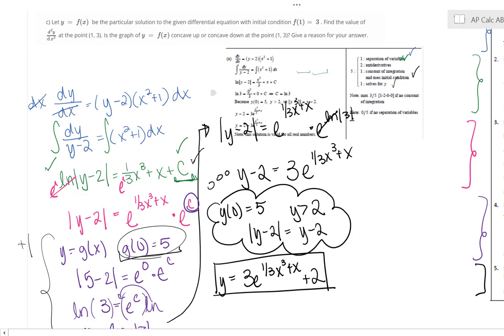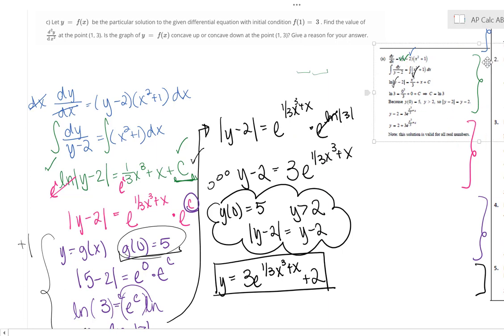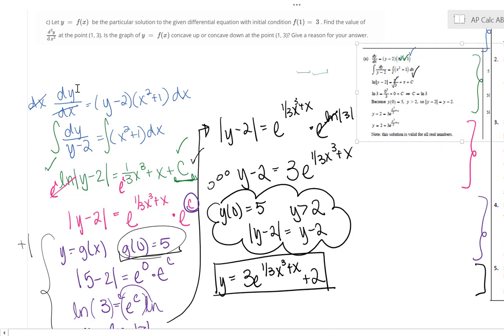Note: 0 out of 5 if no separation of variables. So once again, if they look at your work and they see that you did not separate variables, so you did not move the y's over to one side, move the x's over to one side, they're not even going to look at the rest of your work. They're going to say, okay, we're done.